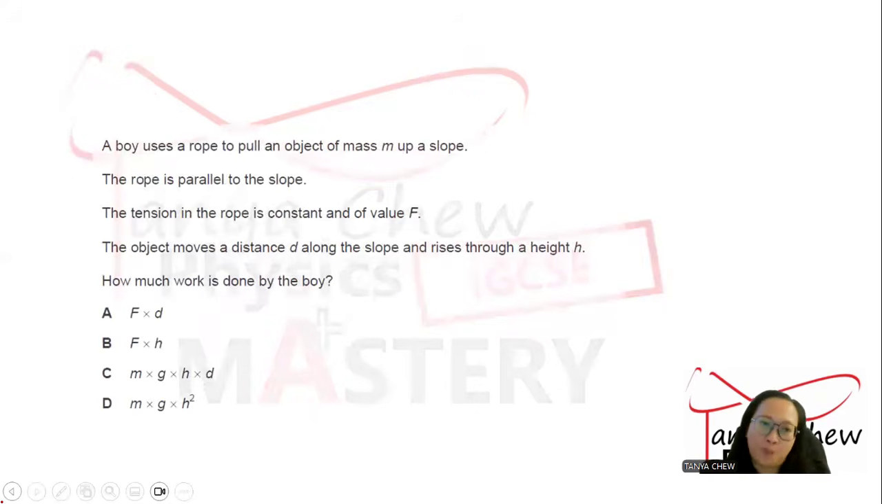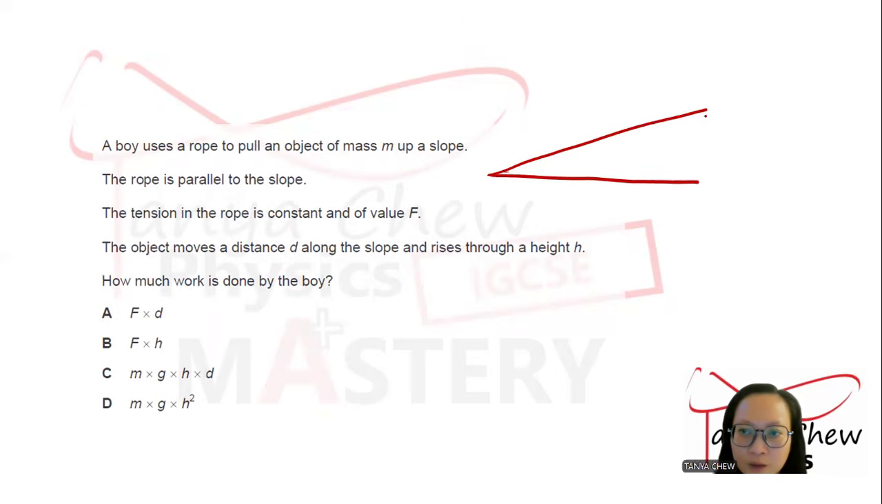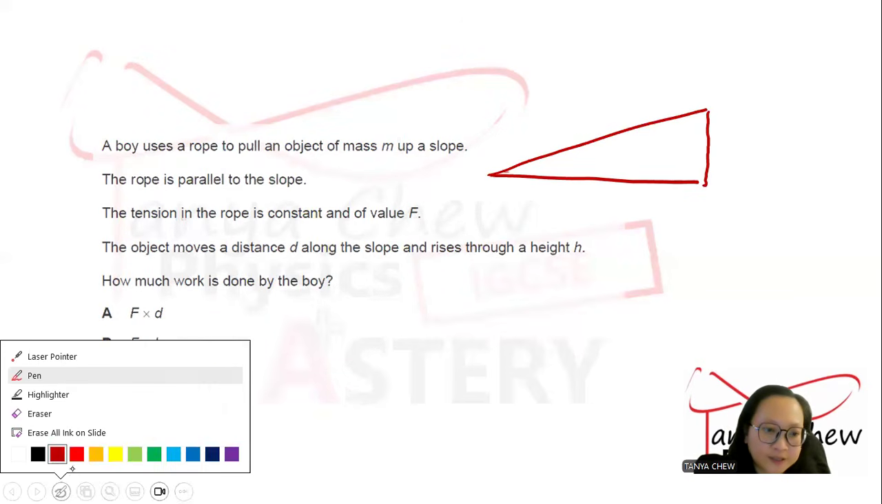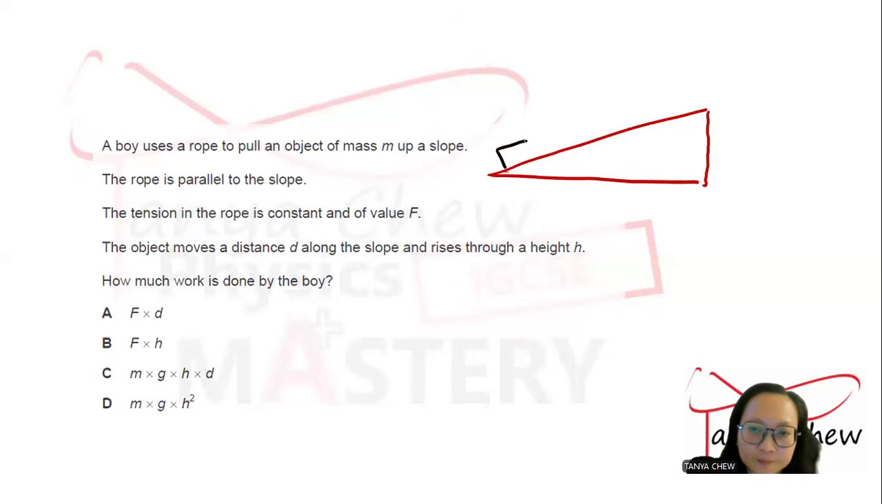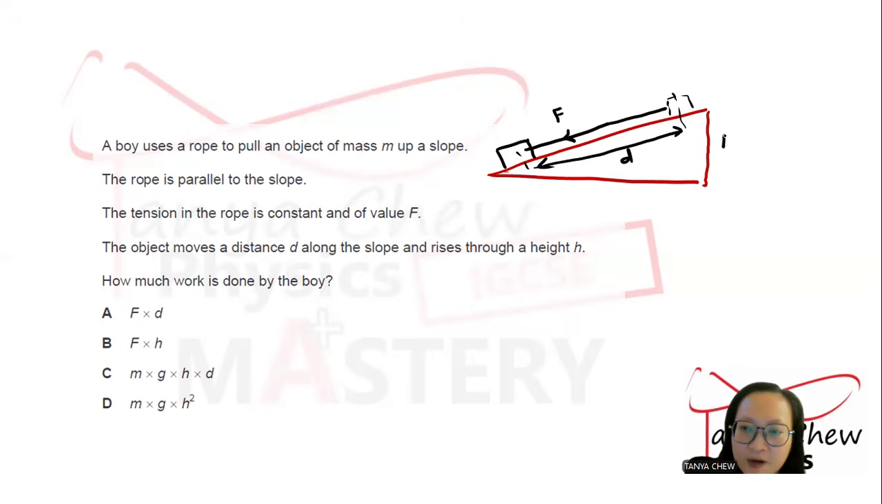What about this? A boy uses a rope to pull an object of mass up a slope. So I draw a slope. And this is the mass of the object, up a slope. The tension in the rope, tension is equal to F. The object moves the distance d along the slope. Okay, this is distance d, from center to center, and the height of the slope is h.